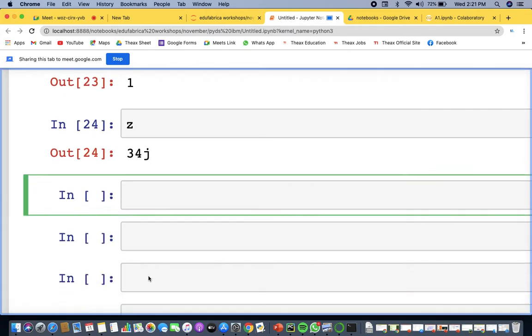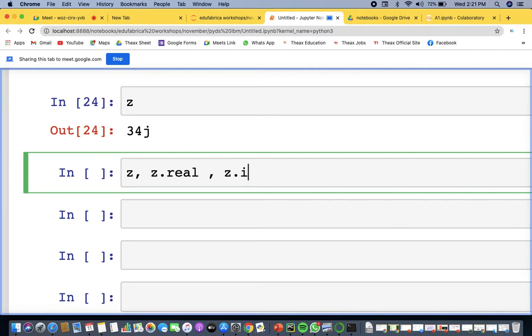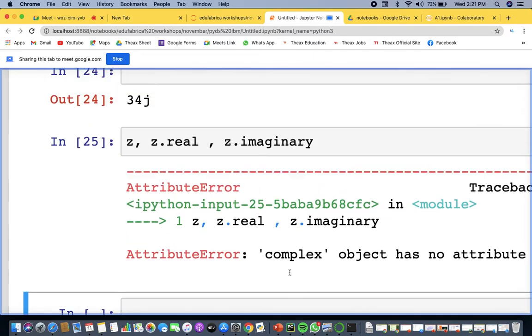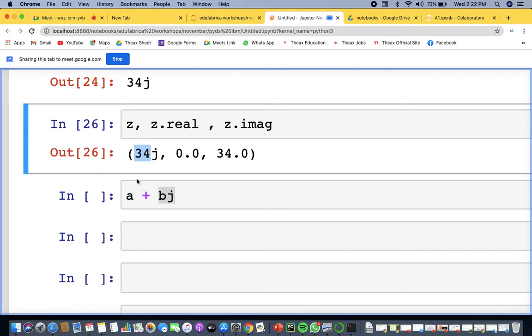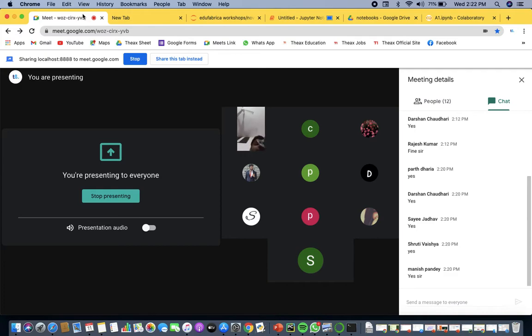Let's see. Here. If I see the z, that is 34j, here the real part is 0.0 and the imaginary part is 34.0, right? So basically complex numbers are always in the form of a plus bj. So here bj is equal to 34j. You can say b, the imaginary part, is equal to 34, and a is obviously 0 because there is nothing over there, right? So 0 plus something would give you the same result, right? So understood, right? What are the real part and imaginary part for the numbers? Okay, alright. Moving next.